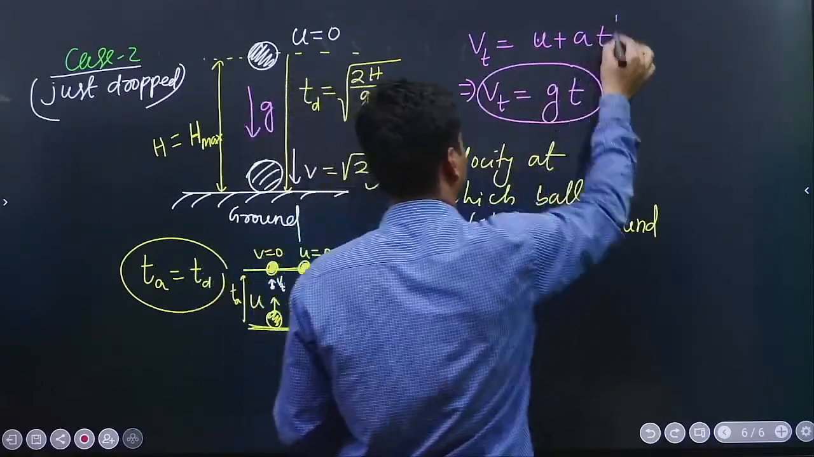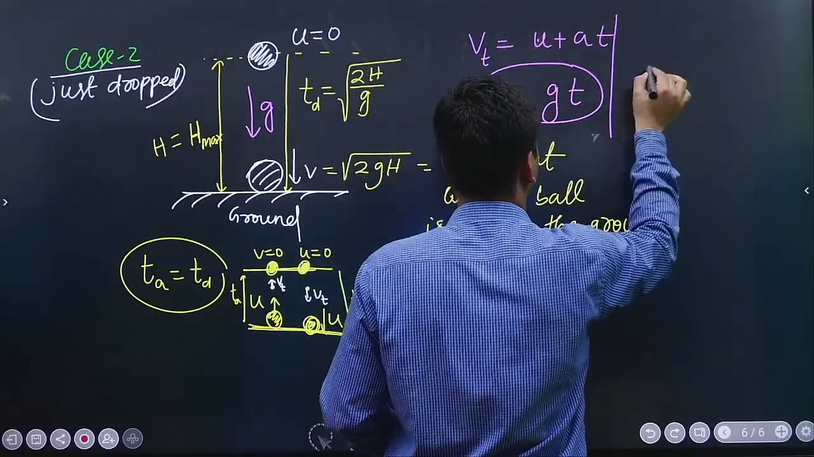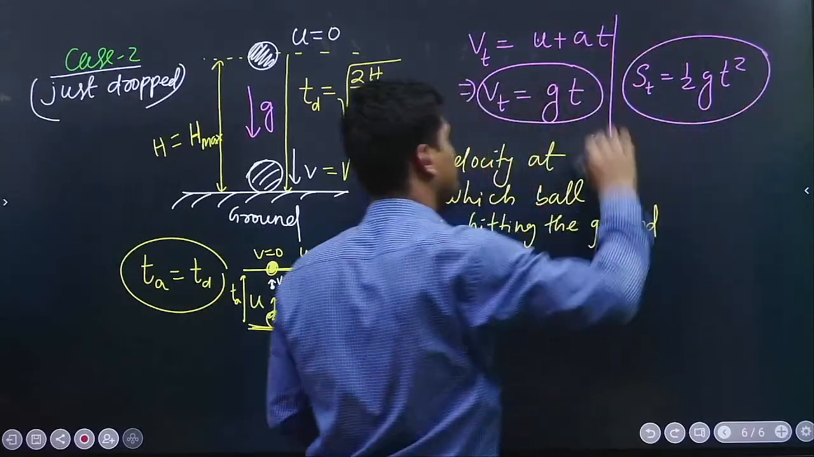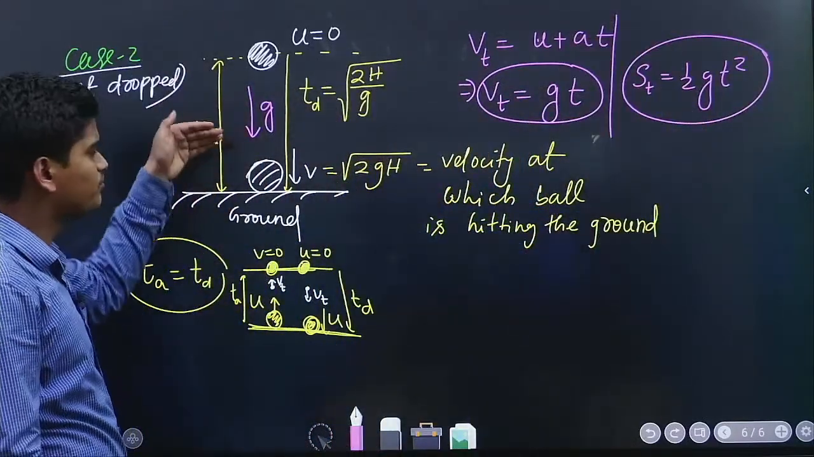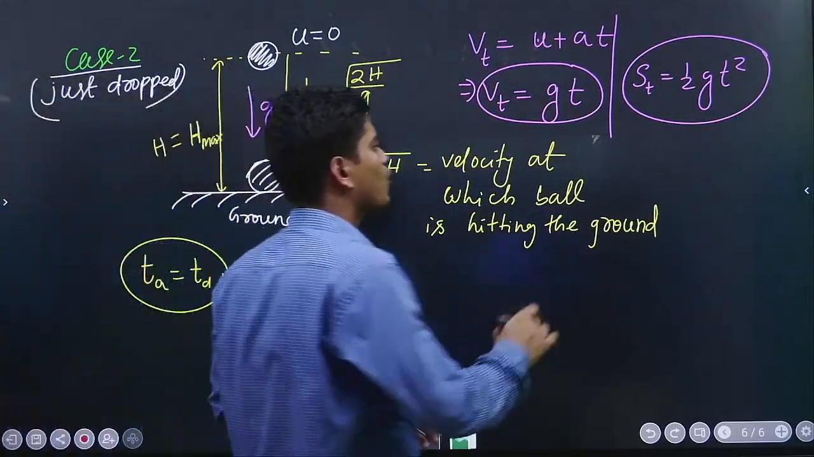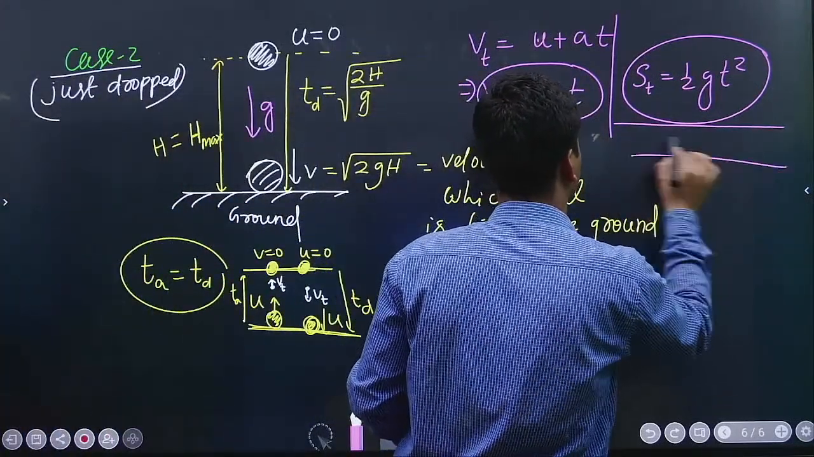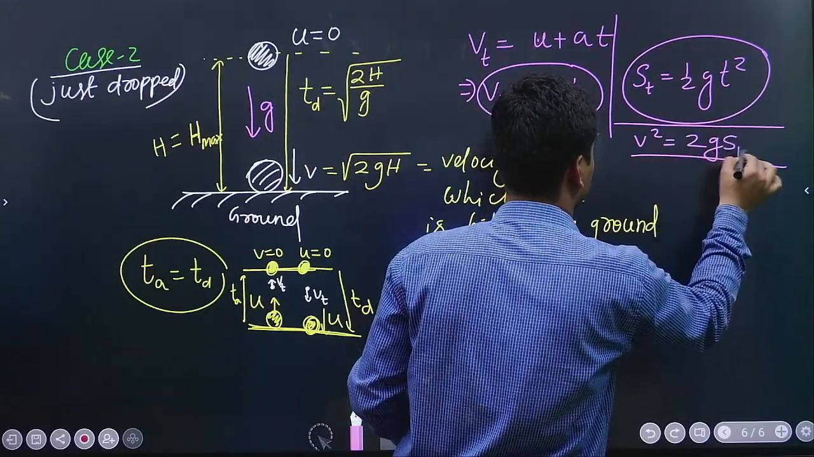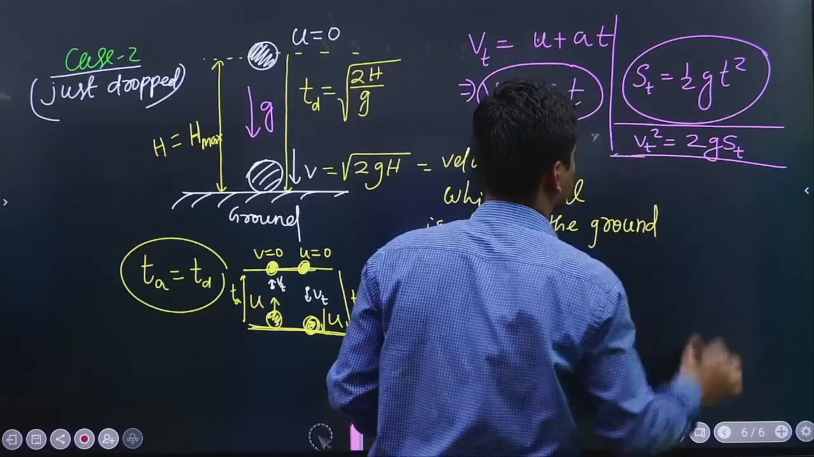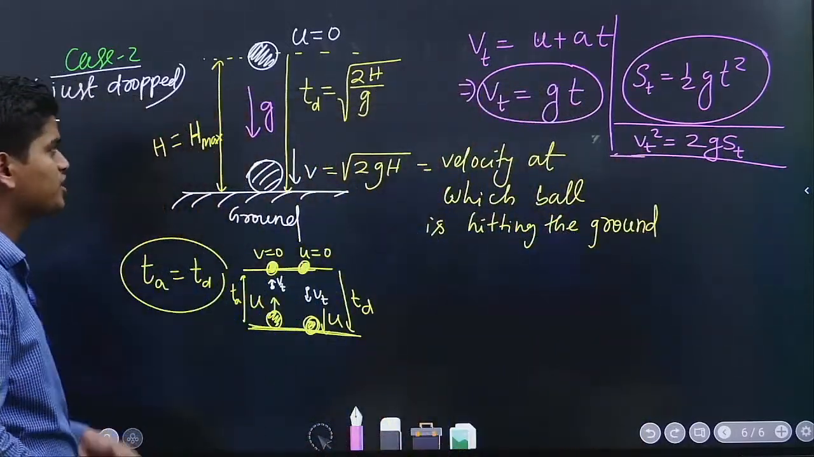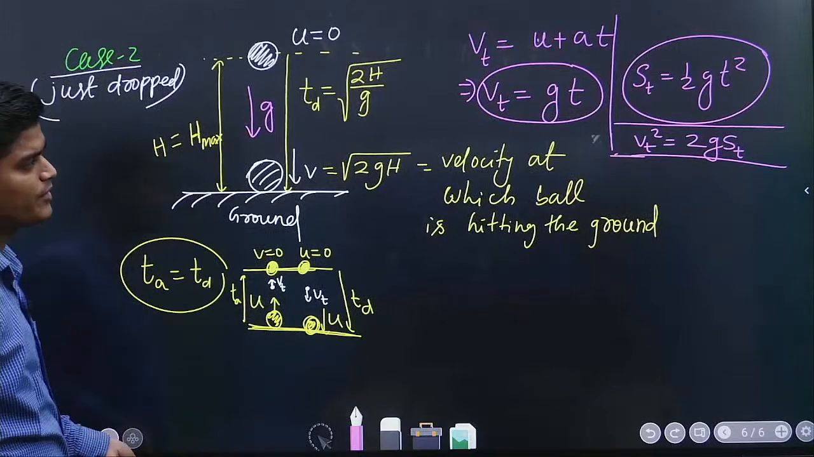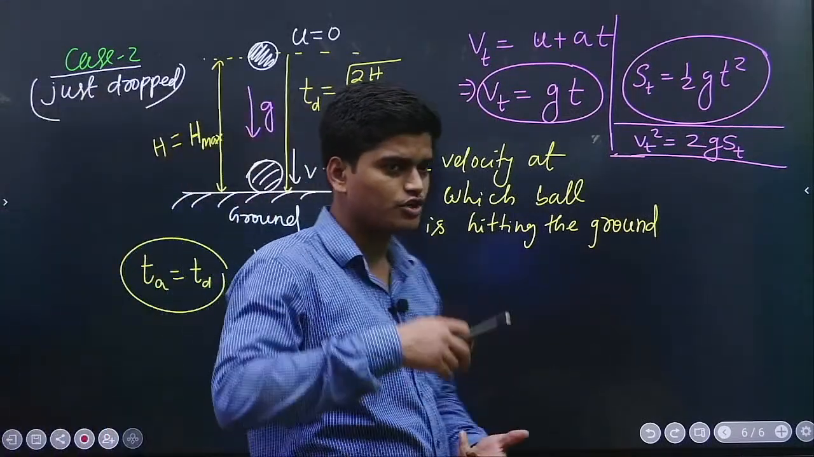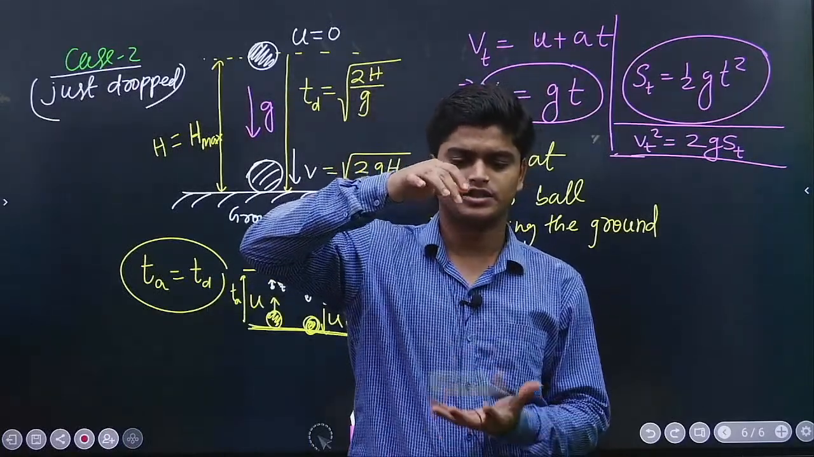Similarly other equations also you can write. For any distance st you want to find, it is half g t square. At any time t, if you want to find the displacement from the top, you can find it also as half g t square. Or if you want to find v square, it is nothing but 2g st. At any time the velocity also you can write like this. Because u equal to 0, everywhere I am putting u equal to 0, I am getting these expressions. So this is like just a dropped case. Just dropped means the particle like this is just dropped.